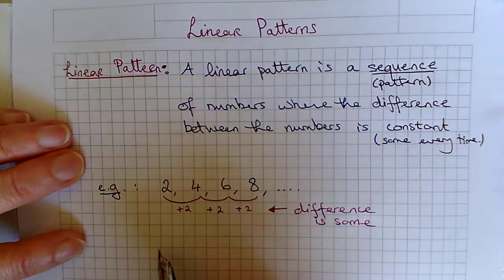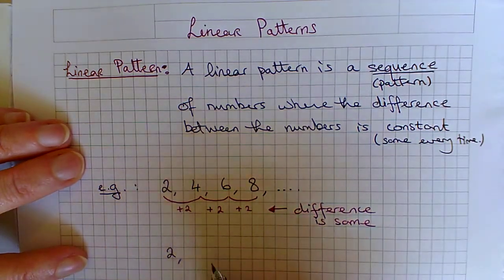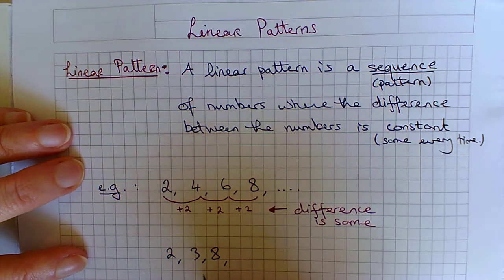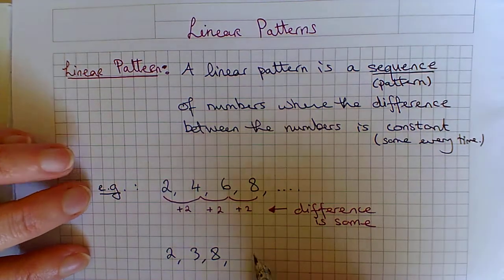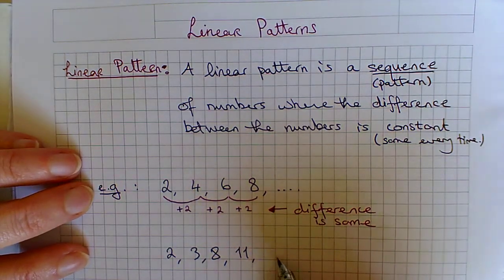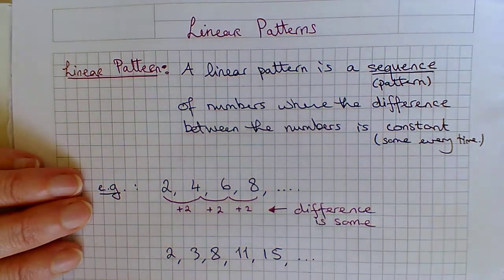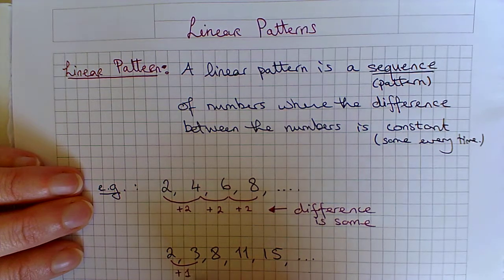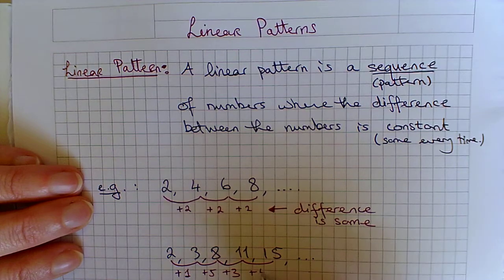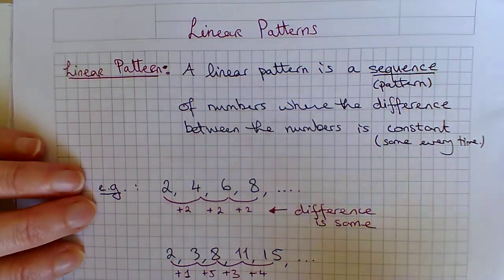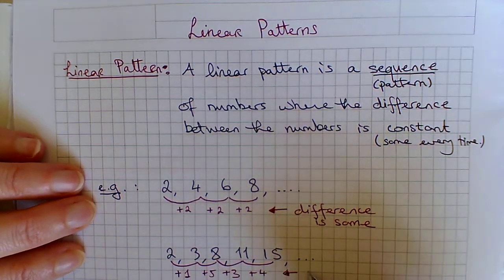But if I look at something like this, 2, 3, 8, let's see, 11, 15. I mean, maybe there's a pattern here, but if I look at the difference between them, here I added 1, then I added 5, then I added 3, then I added 4. I mean, maybe there's a pattern here that we haven't figured out yet, but definitely it's not linear because the difference is not constant. Not constant.